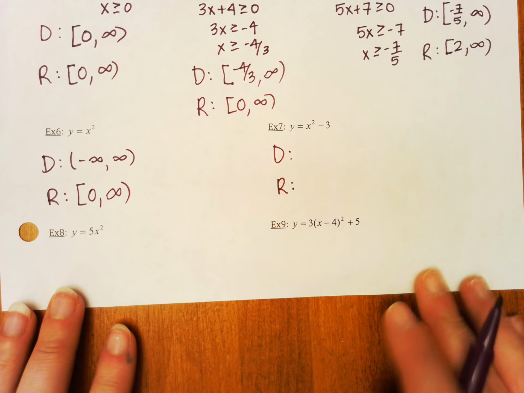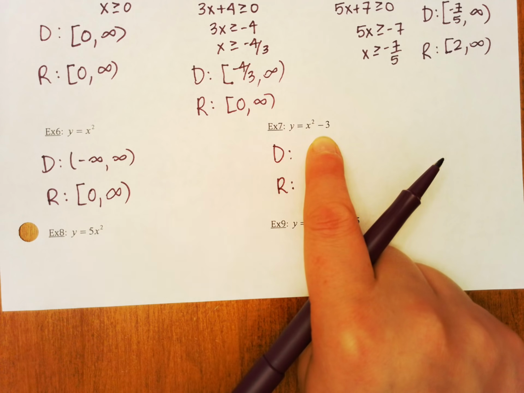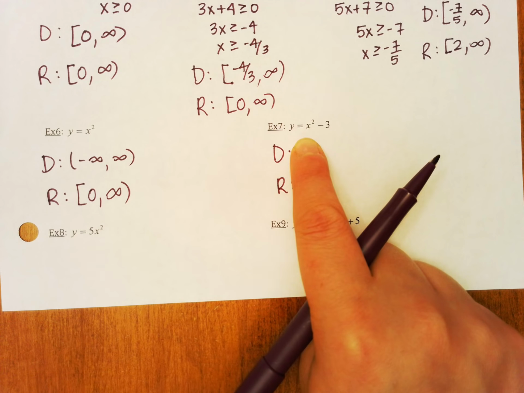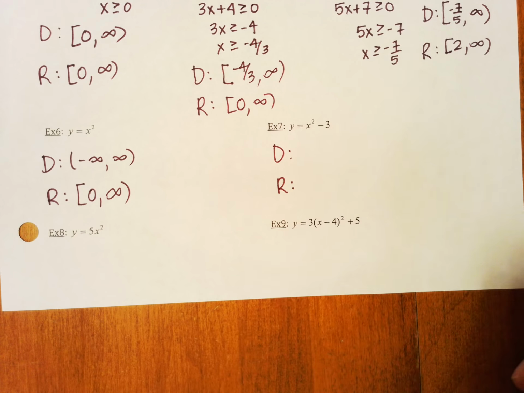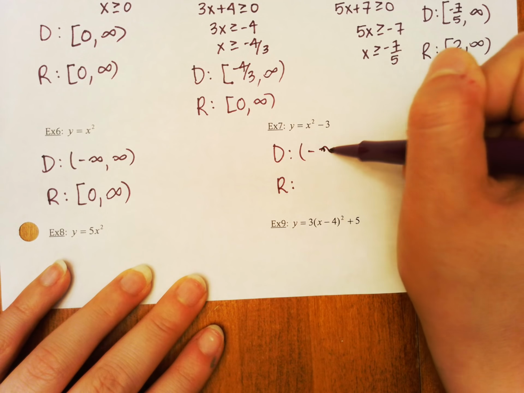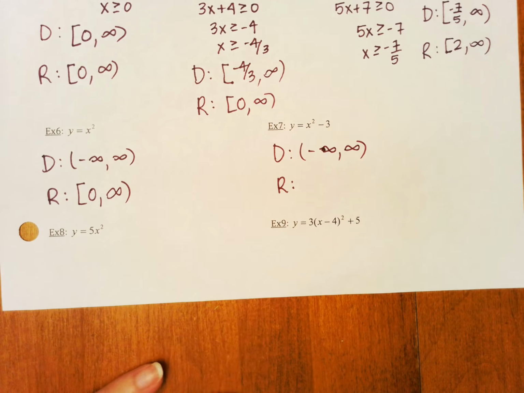Okay, same idea. Are there any problems with this? Do I have a denominator? No. Do I have a square root? No. Is there anything that I could plug into this function and not get a value back out? Nope, I can plug in anything. All I'm doing again is squaring it and subtracting 3, and I'll get any value I can possibly imagine.